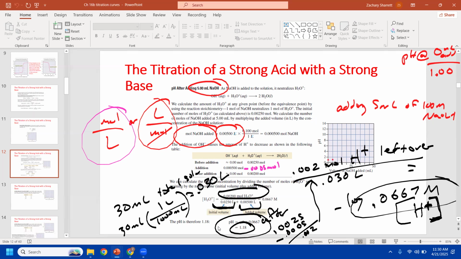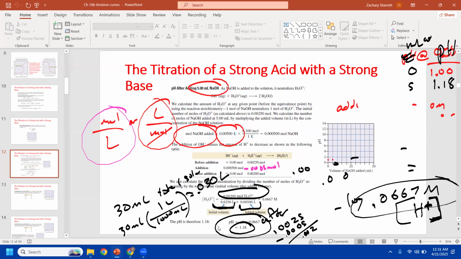So I did this thing wrong. I wanted pH. This should be the pH over here, and this should be mils added. So with 0 mils added, the pH was 1. After 5 mils added, the pH went up to 1.18. Okay? So now let me erase all of this stuff.